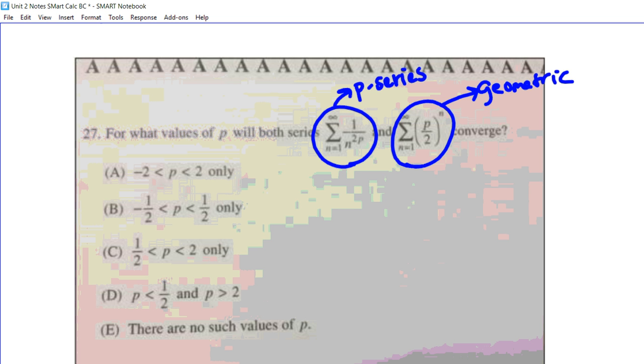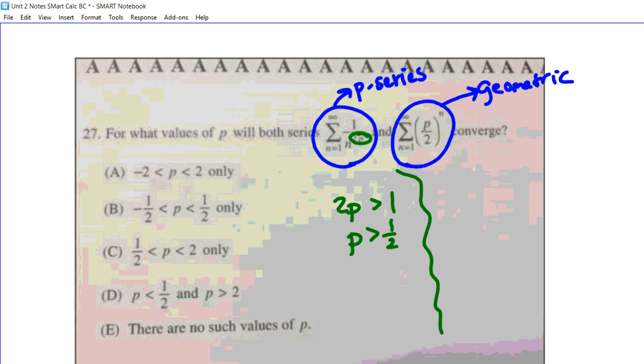Okay. So on this one, this 2p is actually kind of like the p value. And in order to converge, it has to be what? Greater than 1. So partially I know that p has to be greater than 1/2. So there's that part. That gets you your answer. Or at least severely narrows it down.